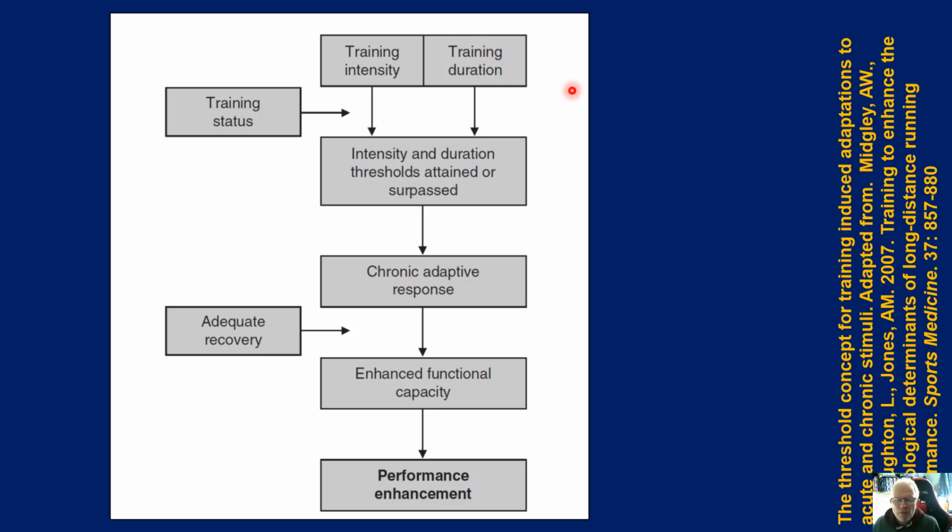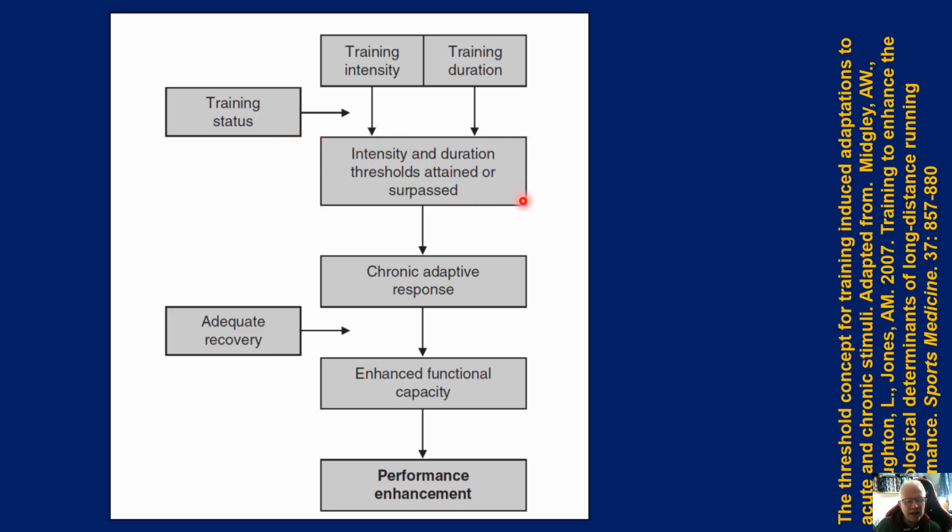We can see this a little more in this schematic from Adrian Midgley. What you've got here is the sequence of events that take place in terms of this overload that we've been thinking about. Here we've got our primary variables of interest: intensity and duration of the training. The input here is the training status of the athlete. Remember that somebody who's highly trained is likely going to have a higher training load than somebody who's more clinically orientated or just trying to get fit.